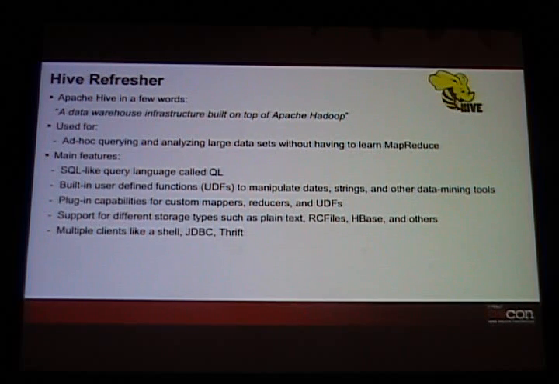There are different storage types. You can use the normal sequence file. You can plug directly onto CSV files. You can have RC files, which is sort of a column-oriented binary file. And you can use HBase. Not listed here, you can also use Cassandra. I think the storage handler was committed very recently. And then again, you can also access it through multiple clients. They have a neat shell. You can use JDBC. You can use Thrift just to get your SQL queries.